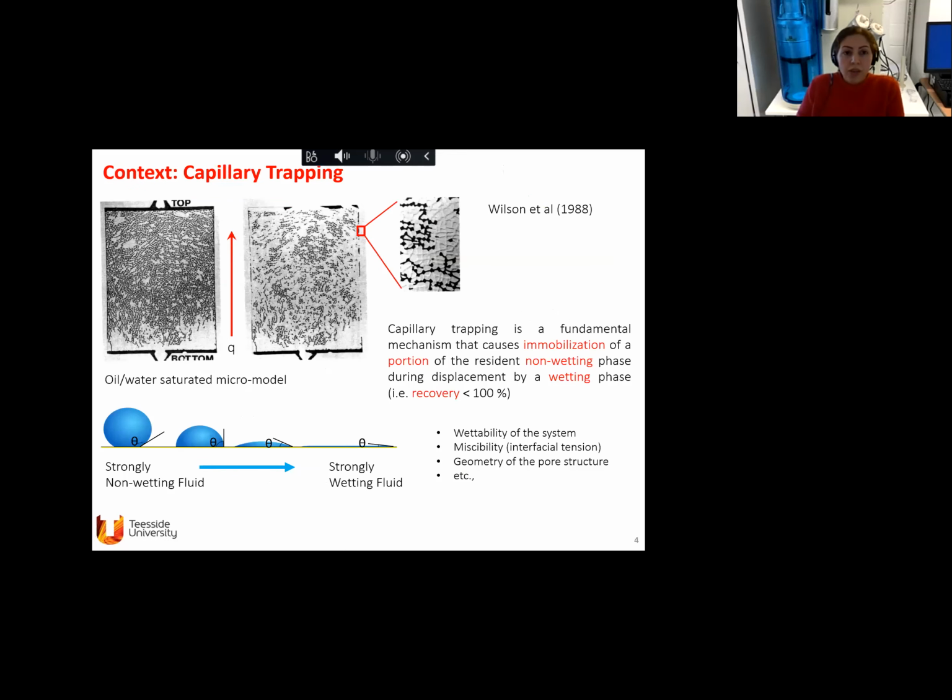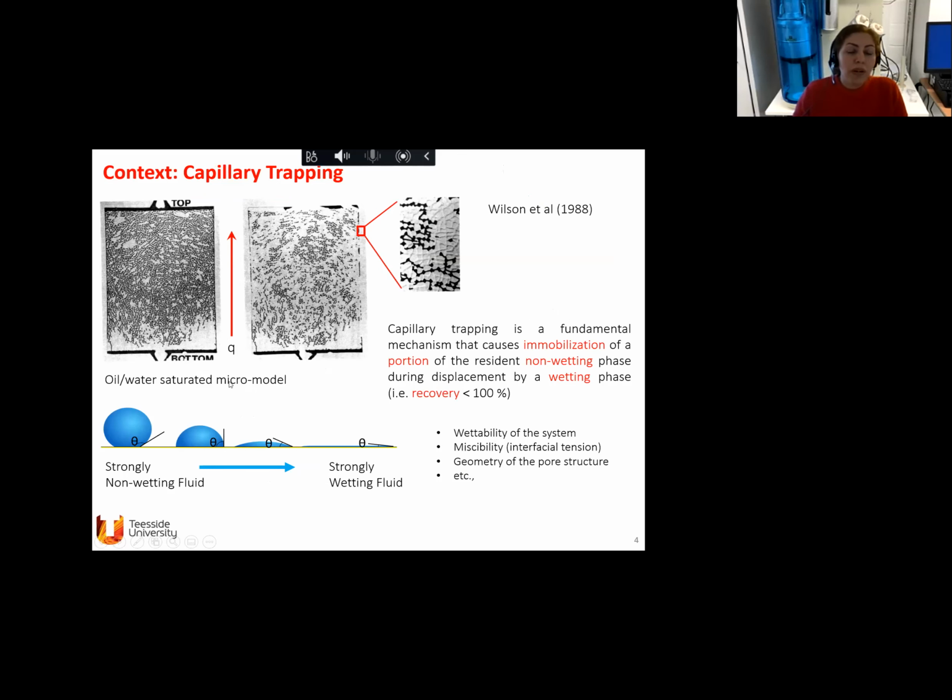I always start by explaining what capillary trapping is, because it plays a main role in all of the discussions that we are going to have. So I start by explaining capillary trapping, and I always use these images that I have borrowed from Wilson et al. These are images of micromodels.